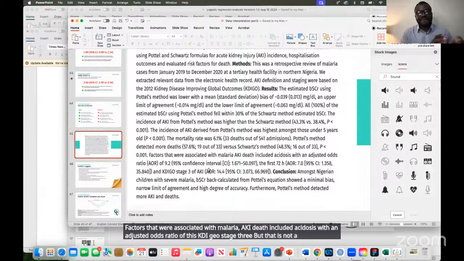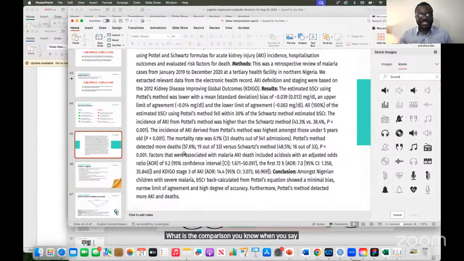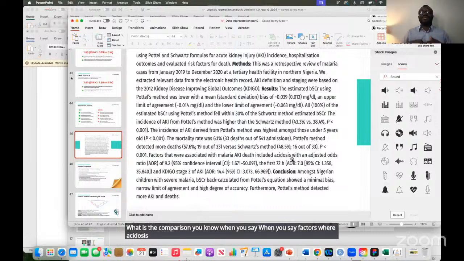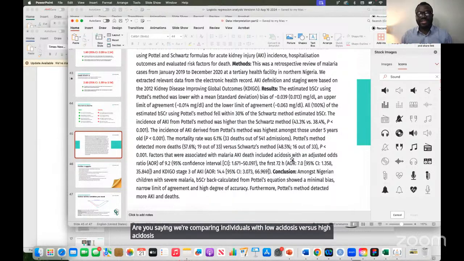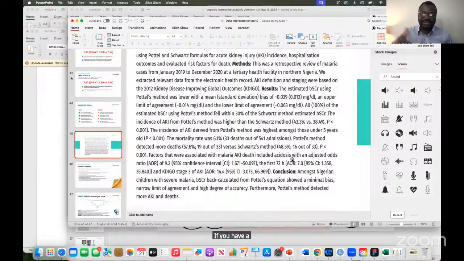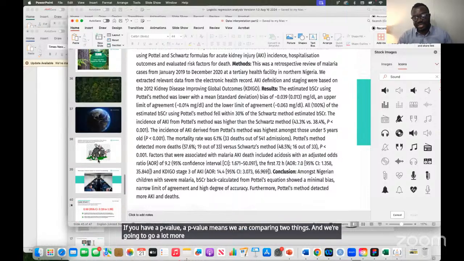What is the comparison? When you say factors were acidosis, that is not a very meaningful statement at all. Are you saying we're comparing individuals with low acidosis versus high acidosis? For many reasons, that language is just not helpful. If you have a p-value, a p-value means we're comparing two things. And we're going to go a lot more into details on that next week.